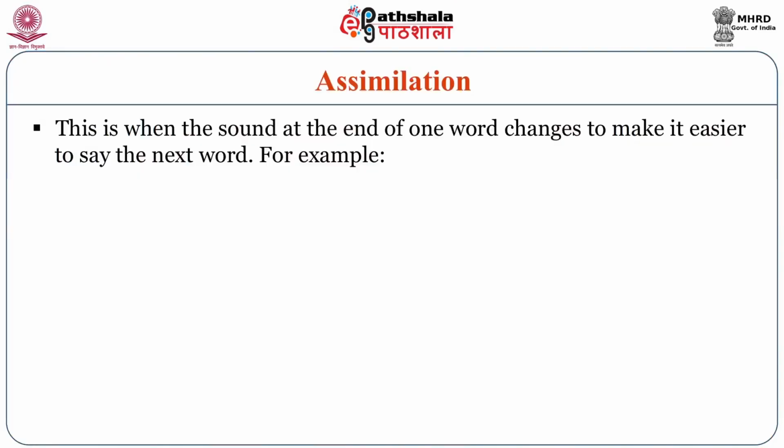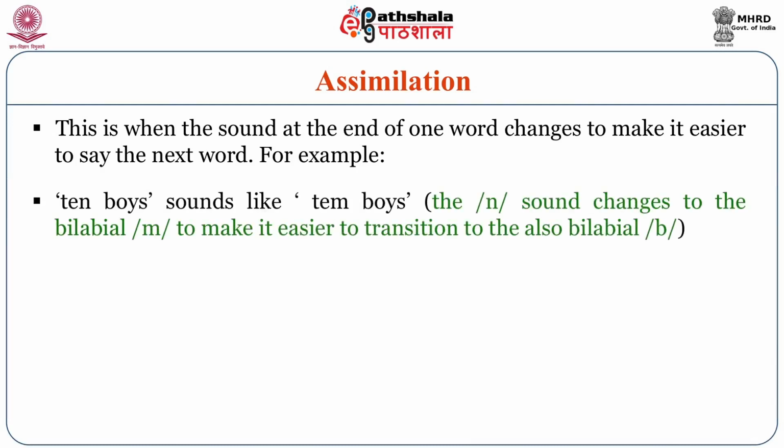Now, various things that we must take into care, and one important thing out of that is assimilation. Assimilation is when the sound at the end of one word changes to make it easier to say the next word. For example, ten boys, T-E-N, ten, B-O-Y-S, boys. It sounds like 'tem boys'. The N sound changes to the bilabial M to make it easier to transition to the also bilabial B, that is B, boys. Tem boys. So that is assimilation.